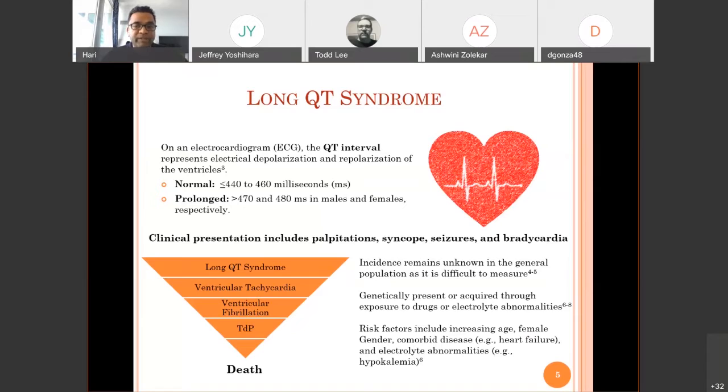But when patients present, let's say in a clinic or in the ER or at a hospital setting, the clinical presentation of these patients would be that they would experience palpitations, which is a sudden rapid heartbeat, syncope, which is passing out or fainting, seizures, and bradycardia. So these are the typical clinical presentations of patients who are going through QT prolongation to ventricular tachycardia to fibrillation to torsades and even cardiac arrest.